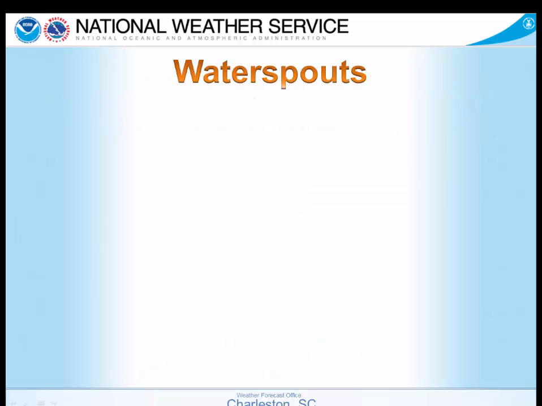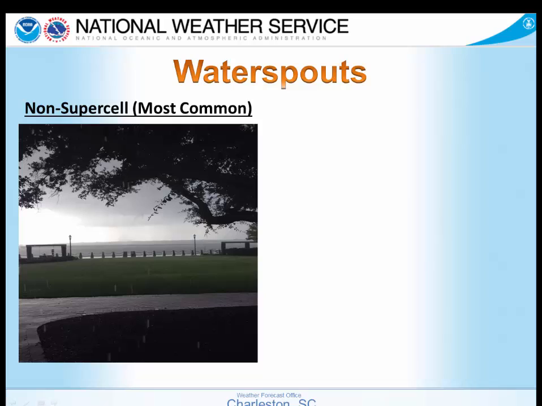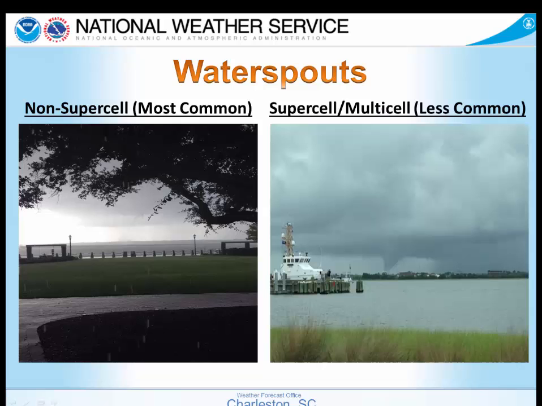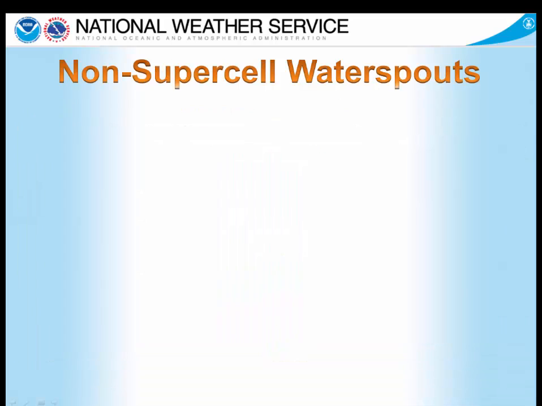There are two types of waterspouts. The most common is the non-supercell waterspout. That's usually what we see in the summertime when we're looking off the beach or maybe being out in a boat. Now, of course, we don't want to get too close to them, but in general, they're not too dangerous. However, the supercell waterspouts, which are fortunately less common, can be much more dangerous and at times even deadly.